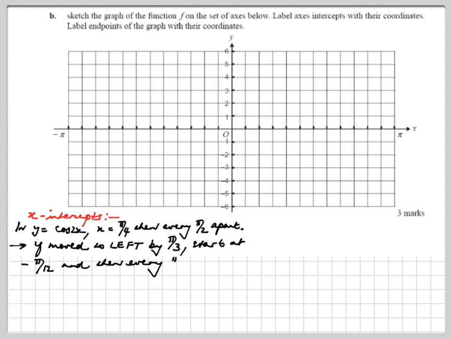It's moved to the left by pi on 3, so we're therefore starting at minus pi on 12 and then every pi on 2, which is 6 pi on 12. Is that right? Yeah, that's right, because if the first intercept is normally going to be at pi on 4 and we're moving everything to the left by pi on 3, which is 4 pi on 12, that means our first intercept is going to be at minus pi on 12, and then we're moving every 6 pi on 12 forwards and backwards from there. Okay, that's how to work it out. Nice and simple, isn't it?